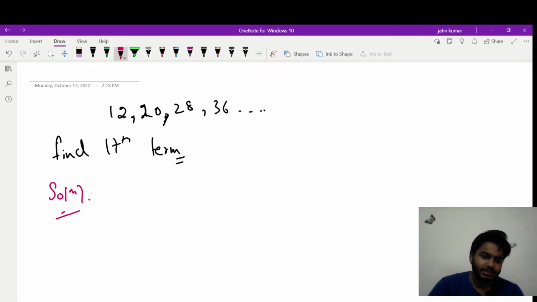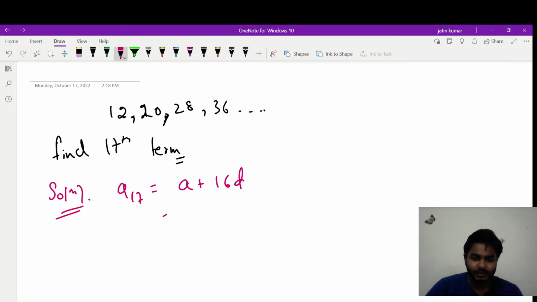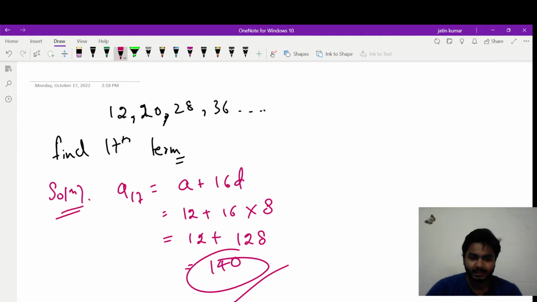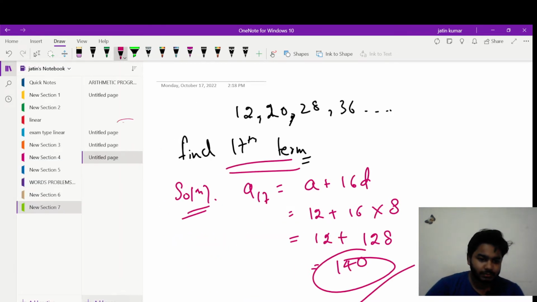Solution. 17th term will be, the coefficient of D will be 1 less than the actual term. So A17 you need to find, and it will be A plus 16D. Okay, so A is here 12 plus 16 into D. D is 20 minus 12, that is 8. So 12 plus 8 sixes are 48, 128 now. 128 plus 12 will be 140. So 17th term of this AP is 140. Now I hope you have got this.